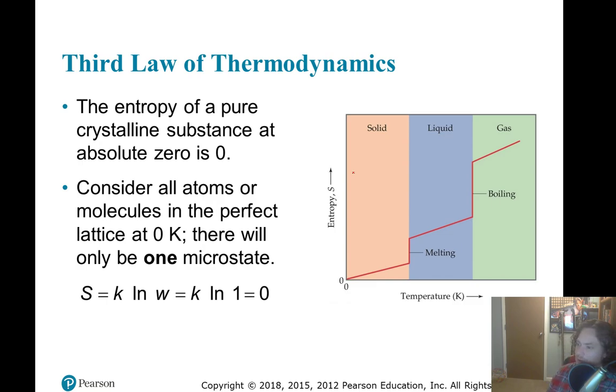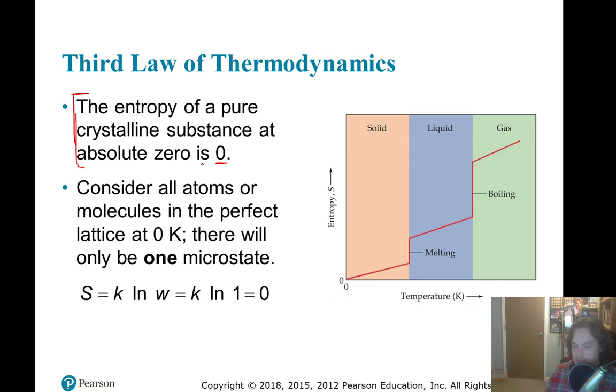Okay, I'm not quite sure why they kept this thing and this thing. I think it seems like it would make more sense in the previous thing, but whatever. So this is the third law of thermodynamics right here. It says the entropy of a pure crystalline substance at absolute zero is 0. So this is the only time where you can have entropy of 0, meaning that there's only one possible microstate.